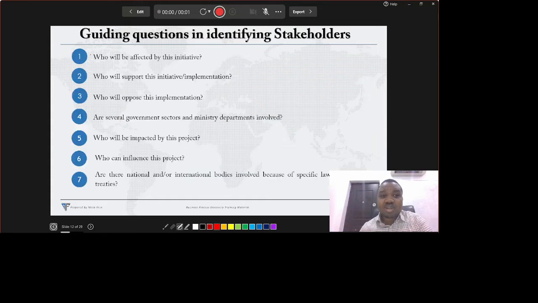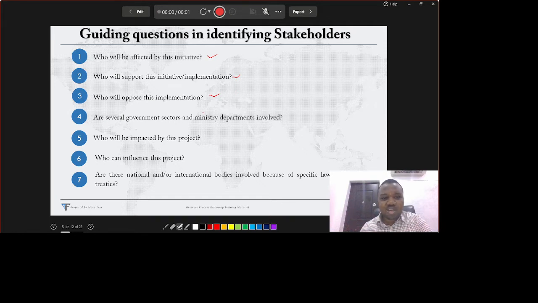So there are some guiding questions we use in our day-to-day engagement, just to aid the process of identifying stakeholders. Questions like: who will be affected by this initiative? So this initiative that I'm carrying out, these changes that we intend to carry out, who will be impacted by these changes? Who will support this initiative? This will help you identify stakeholders who will oppose this implementation.